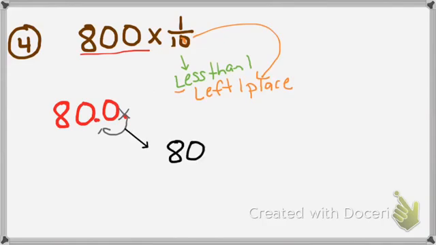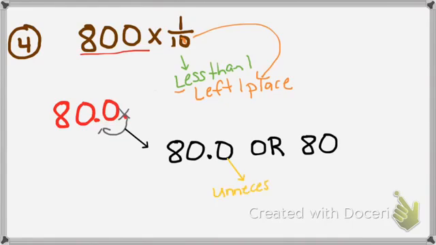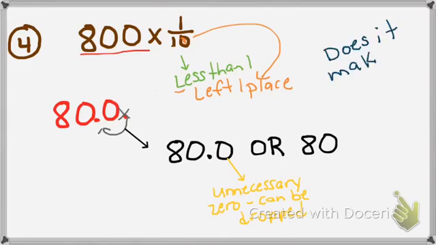So I'll rewrite my final answer, 80.0, or I could also say 80, because that ending 0 in a decimal column, it comes to the right of the decimal, it's after the decimal, it's an ending 0, that is an unnecessary 0, so it can be dropped if I like. Now the question, does it make sense?